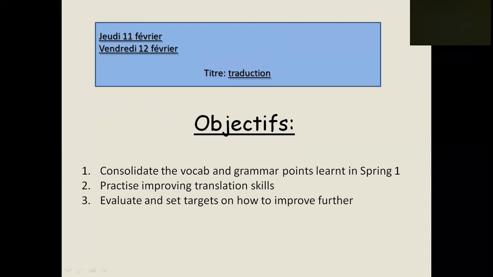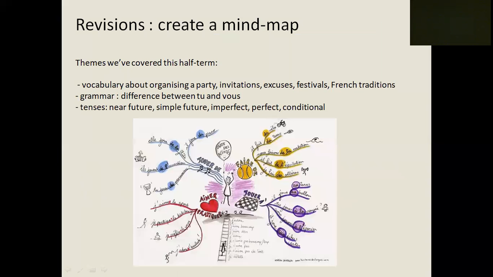We're going to do a translation using all the vocab and everything we've learned this half term. So in order to be able to do this, we first need to revise. So we are going to create a mind map. The mind map will be on the themes that we've covered this half term.